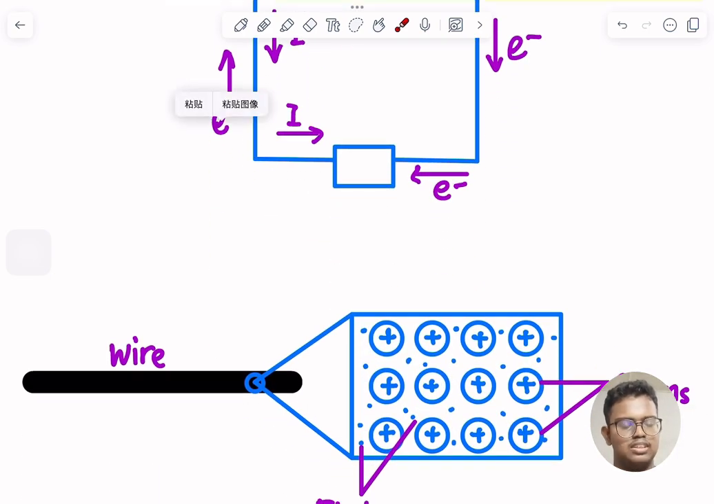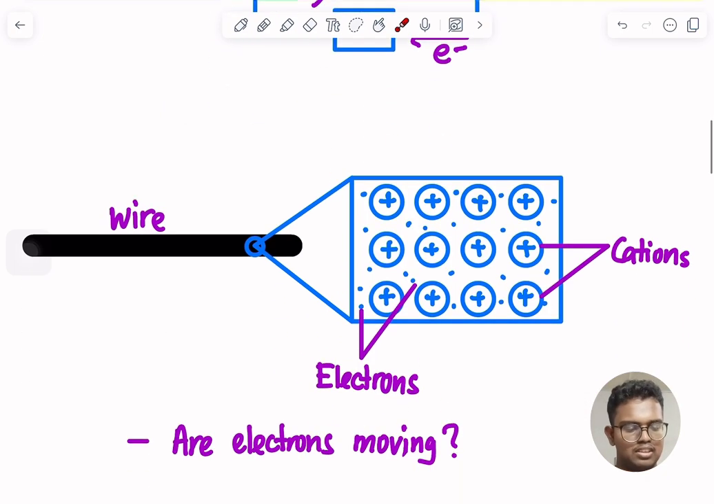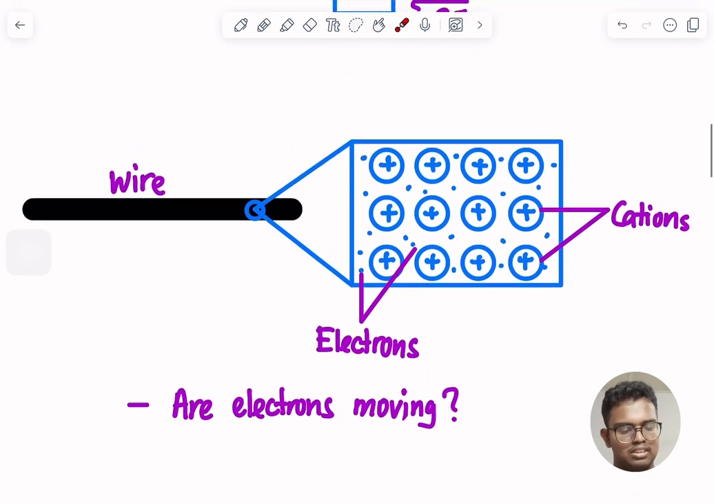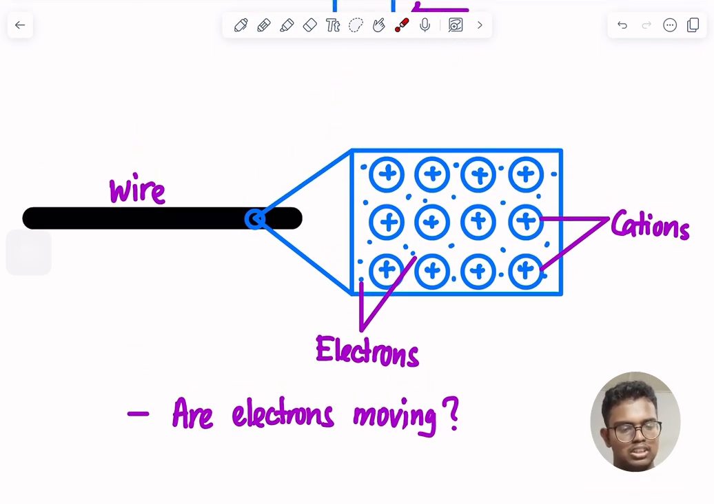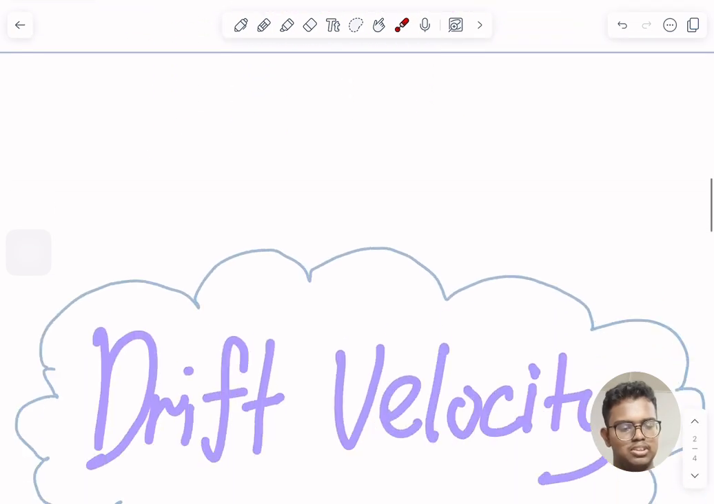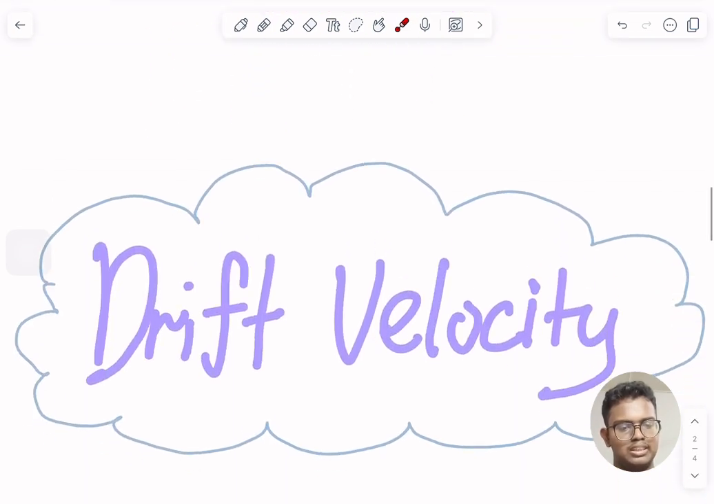And if we see the cross-sectional area of a wire and magnify it to a microscopic level, you can see there are a bunch of electrons and cations in it. So the question is, are these electrons moving, or are they moving really quickly, or very slowly? In order to answer this question, we need to understand the concept of drift velocity.